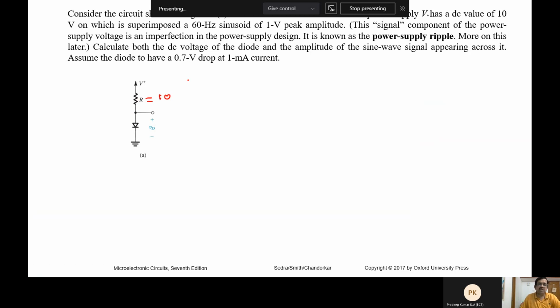So I will tell you exactly. The current limiting resistor has a value of 10 kilo ohm. The source V plus is a 10 volt supply. Okay, it is a 10 volt DC over which a sinusoidal signal of 1 volt peak is superimposed.